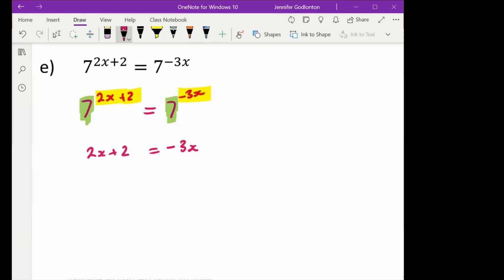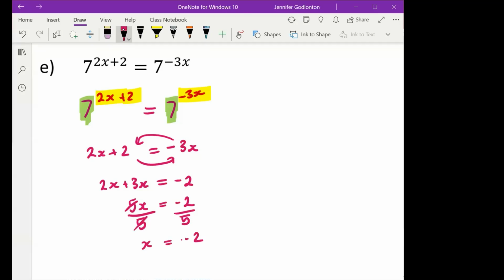Okay, I want to get my x's on one side and my numbers on the other side. So I'm going to move that 3x over and that 2 over, and I'm going to get 2x plus 3x on the left and negative 2 on the right. 2 plus 3 is 5x, and that's equal to negative 2. And so we divide both sides by 5 and see that x is equal to negative 2 over 5.